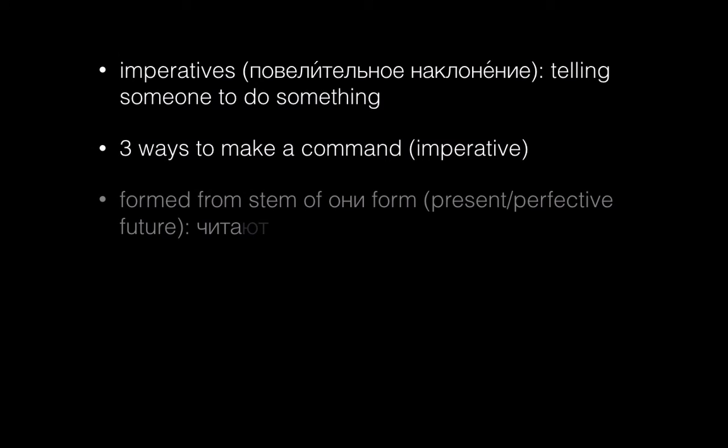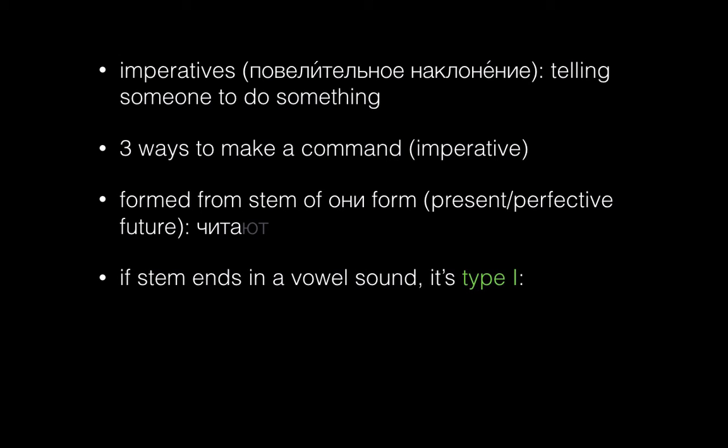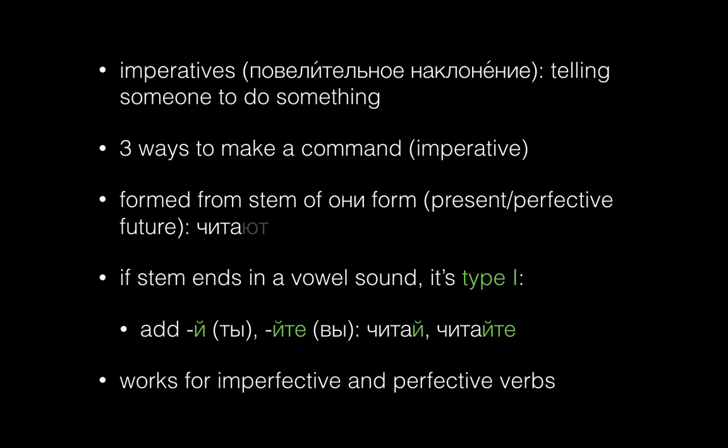Summing up, Russian has special forms called imperatives for making a command, that is, telling someone directly to do something. There are three ways to make a command form depending on the stem of the они form. When the stem of the они form ends in a vowel, we'll add И краткая for informal singular commands and И краткая plus те for contexts where you'd say вы. This system works for imperfective and perfective verbs, but the choice of aspect does matter, of course, and we'll cover that in another video.